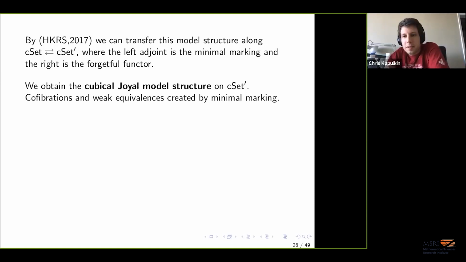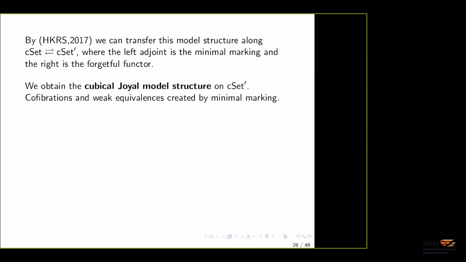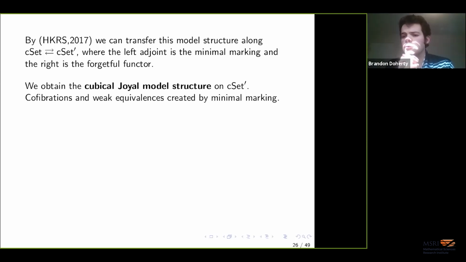Okay, yeah. Is this cubical Joyal model structure going to be monoidal? Yes, it is monoidal, and we have a proof of that in the paper. We can actually show that even the marked cubical model structure is monoidal, and then the monoidality of the cubical Joyal model structure follows from that, and from the minimal marking being a monoidal functor.